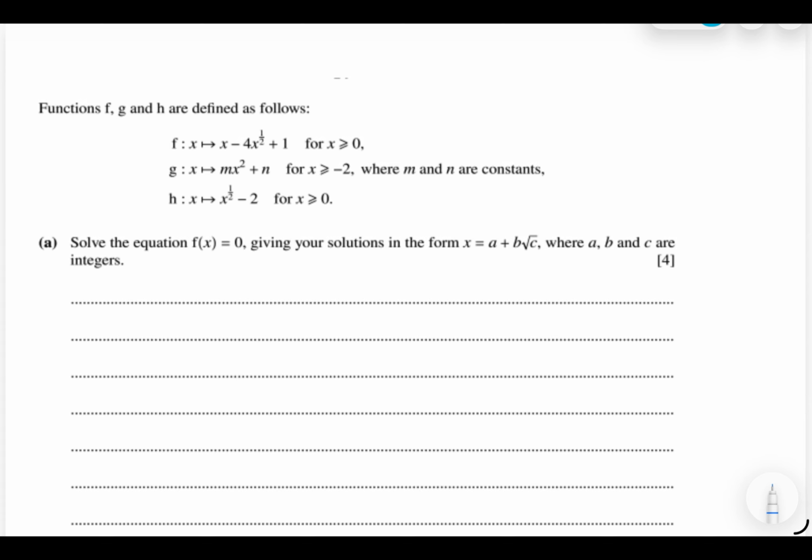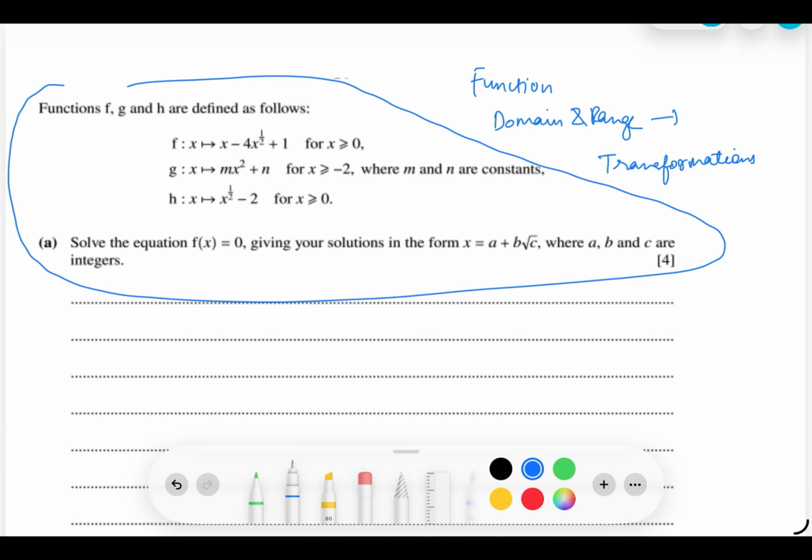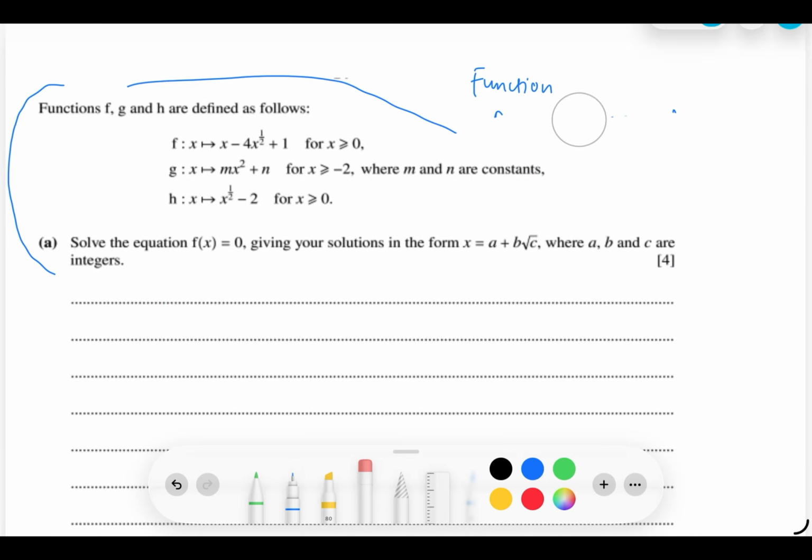We will do revision of functions, domain and range, and also transformations in this video. I will be teaching you concepts through the questions. So we'll be moving through the past paper questions and then I will be covering all the concepts. All right. So let's start with the first question.